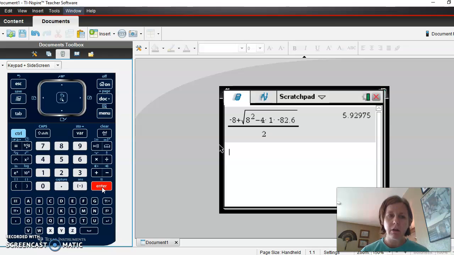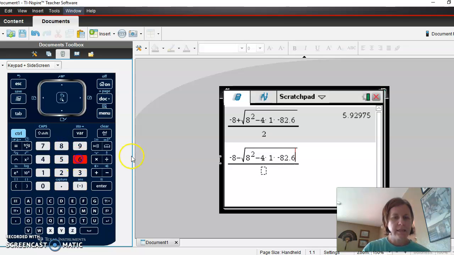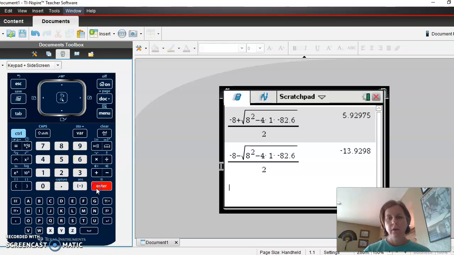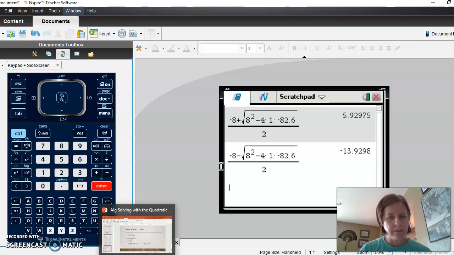You can put that in all at once. And then now we need to do the second one. So I'm going to do a fraction again, -8. This time we're going to do minus. I guess I could have gone up and copied this, so I didn't have to retype everything, but oh well, I'm already retyping it. So here we go, 8 squared minus 4 times 1 times -82.6. And you can even click here if you don't want to use your arrows, 2. And -13.93 roughly, if we're rounding to our hundredths place.